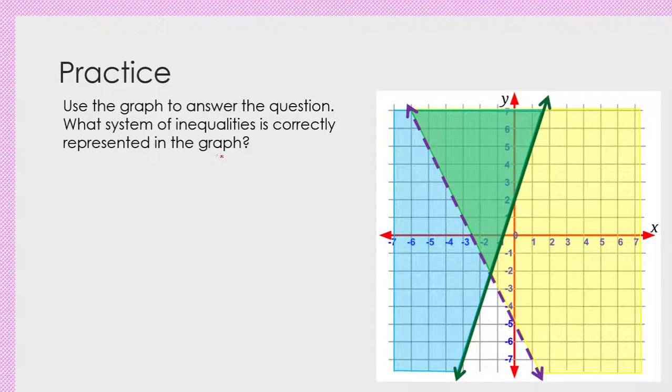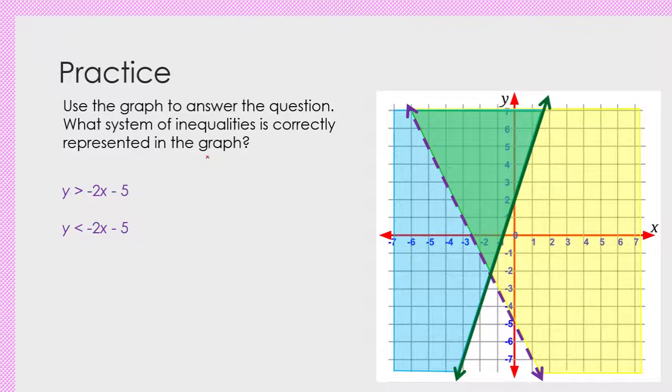Alright, let's try this out. See if you wrote your own inequalities. If not, that's okay. We'll go over it. So here are the 4 options for the purple line. We have a dotted line, so we erase options 1 and 3.